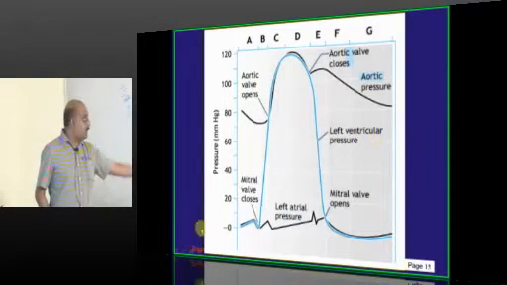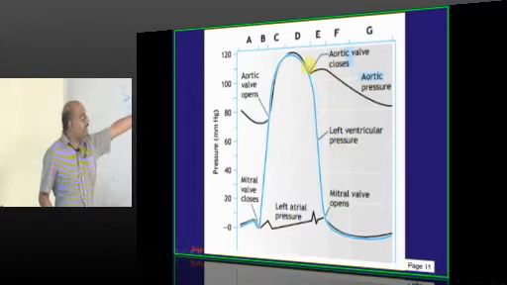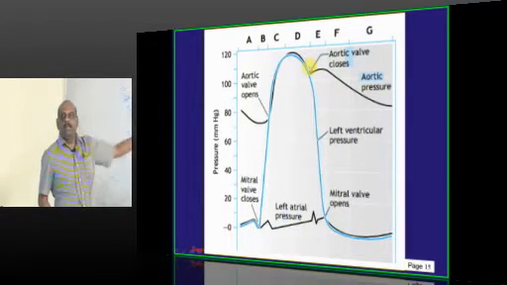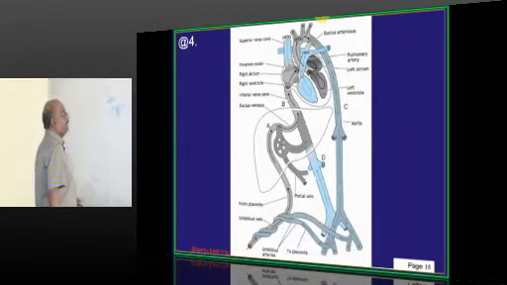When will S1 occur? Obviously whenever the mitral valve closes. Whenever the aortic valve closes, that is the point where S2 will occur. So this is what you need to understand.